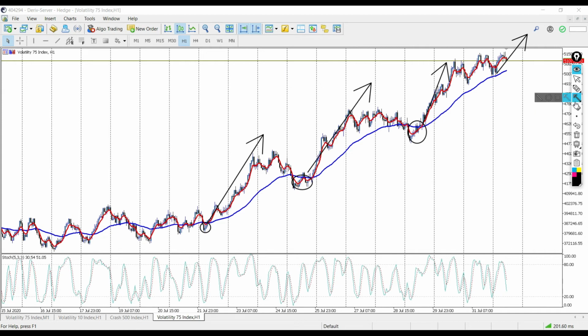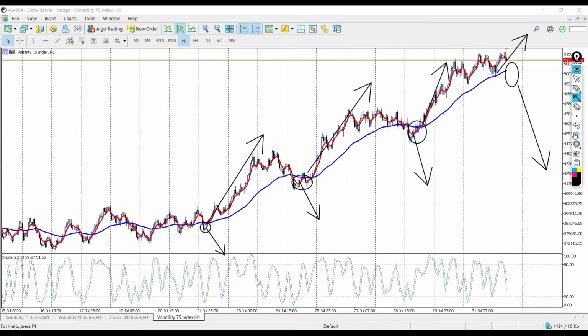So what happens now if it gives you another cross to the downside? Well, you need to start looking for sell opportunities, but be careful not to fall prey to these type of false signals. Make sure always your things do correspond.